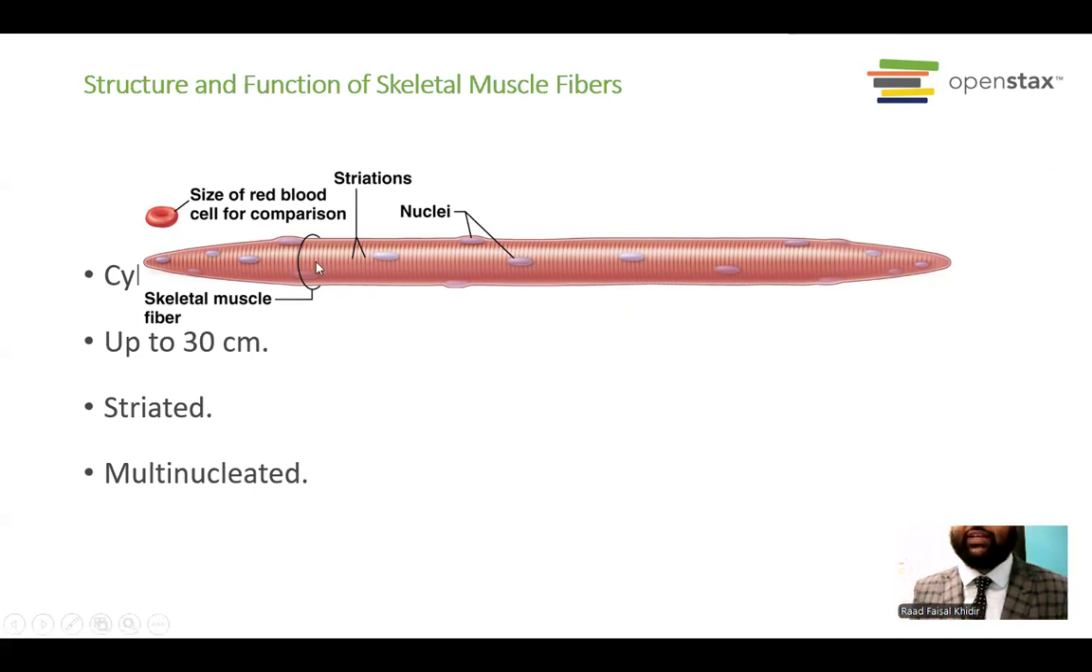It can be up to 30 centimeters long, and it is striated and multinucleated. Why is it striated? Because of these dense cytoskeletal proteins that look very dark under the microscope. Remember, I showed you when we began the lecture the hole and that golf head? These are the striations. You're not going to see those a lot in a neuron because it doesn't have to contract. You're going to see it here because it has to contract.